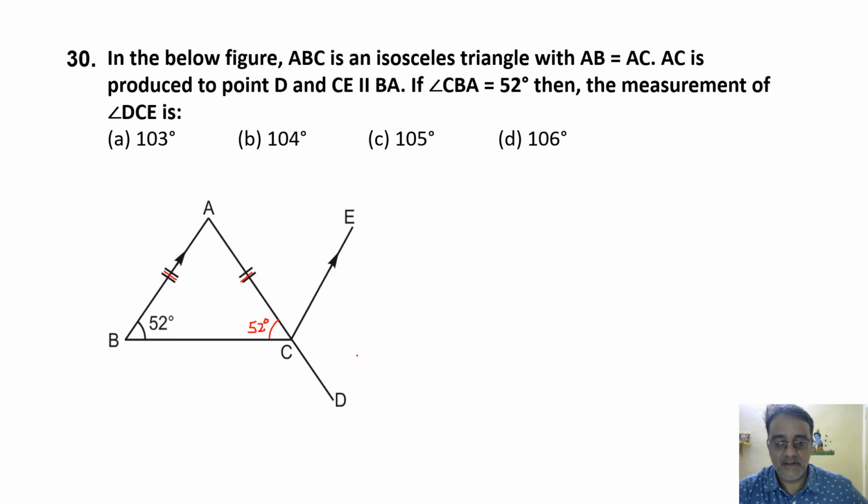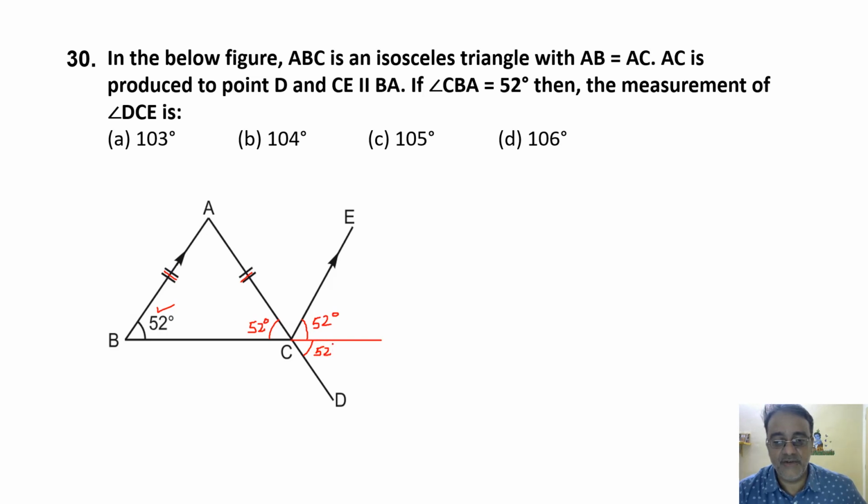And opposite equal angles. Angles opposite to equal sides, right? Now we are extending this. Look carefully at these two angles: this angle and this angle are equal, corresponding angles. So this is 52 degrees. And these two angles are equal, vertically opposite angles. So this is also 52 degrees.